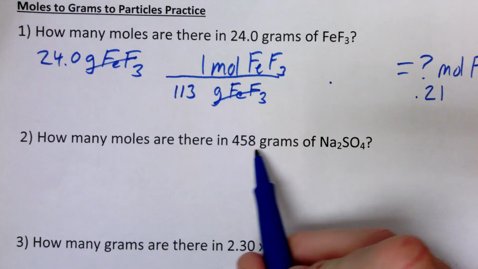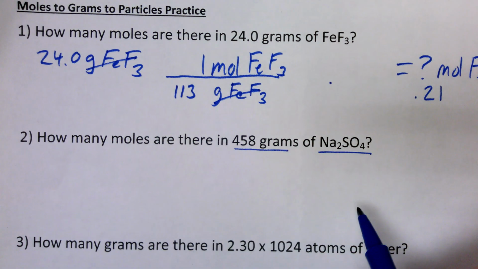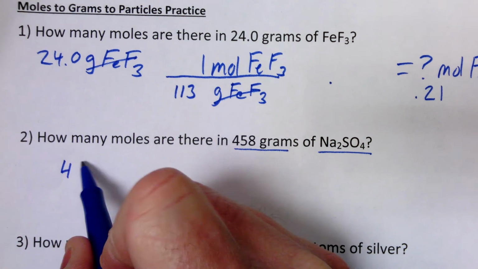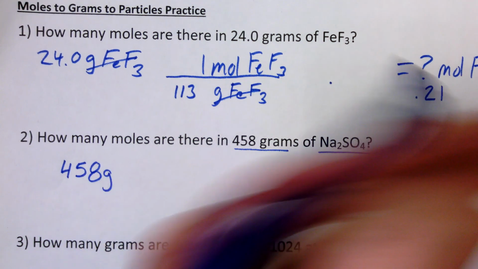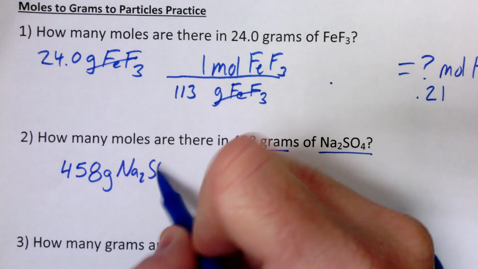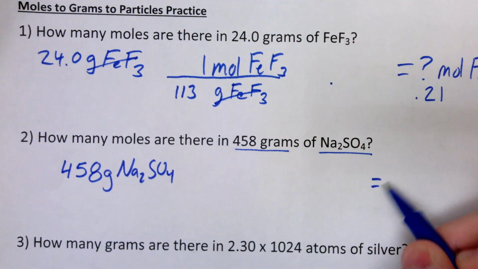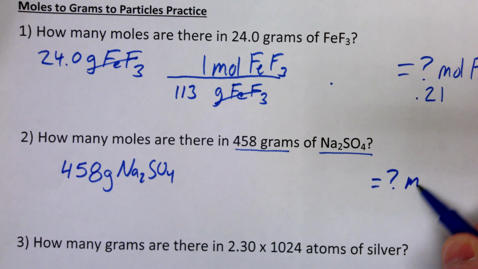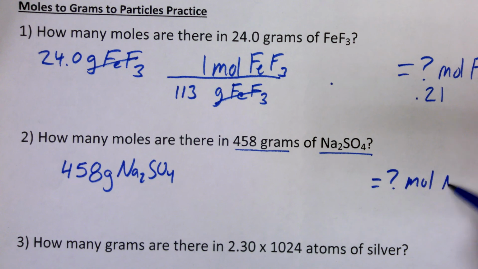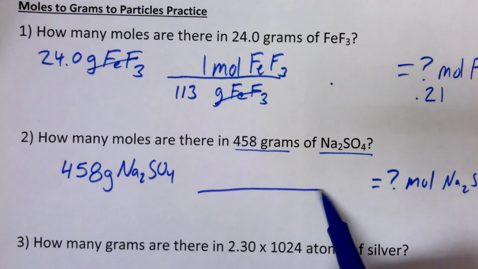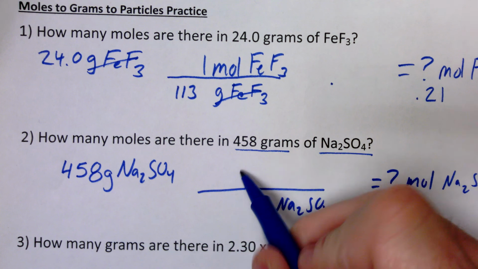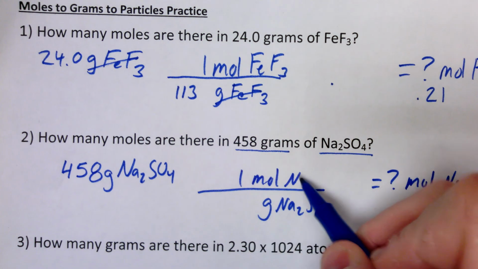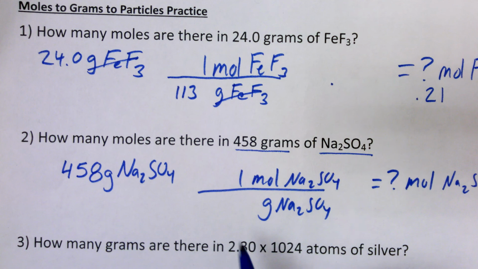Now, this one we want to know how many moles are there in this many grams of sodium sulfate. So once again, write down what you were given. 458 grams Na2SO4. We'll come over here and say, well, how many moles of Na2SO4 would that be? Grams of Na2SO4 to 1 mole of Na2SO4.